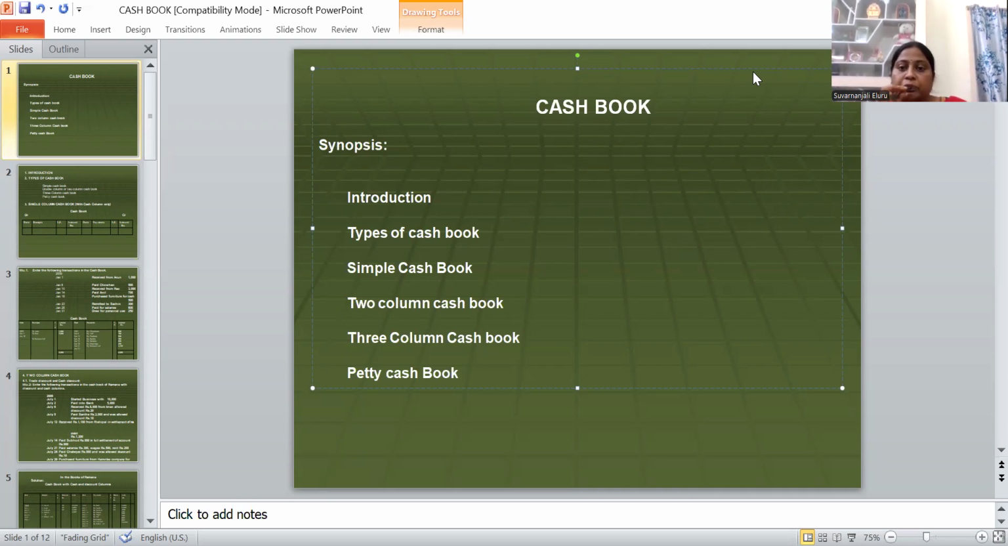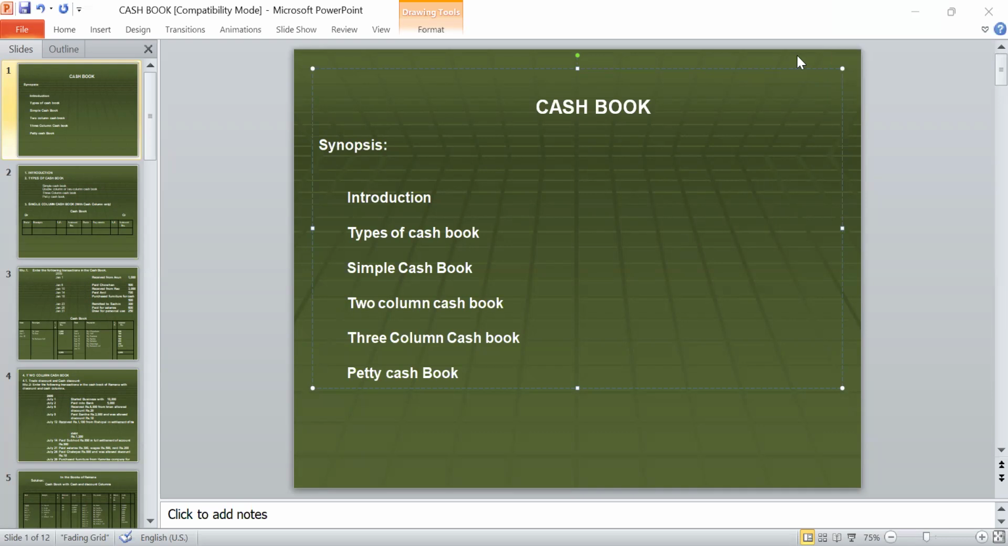Today I am going to explain the meaning of cash book and how many types of cash book there are. So first of all, the meaning of cash book. Cash book is the book of primary entry, or book of original entry, to record all the cash transactions of a business firm. Cash transactions of a business include cash receipts as well as cash payments.